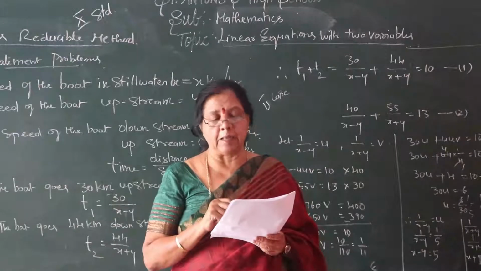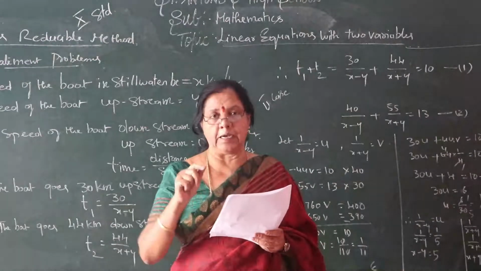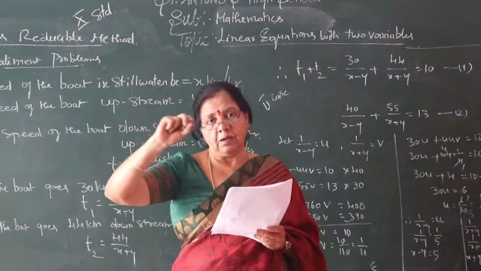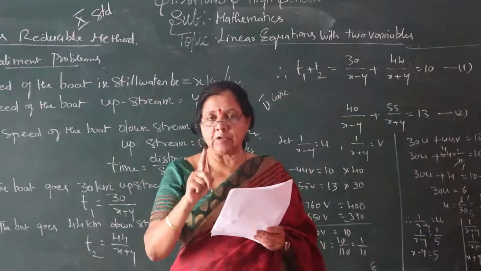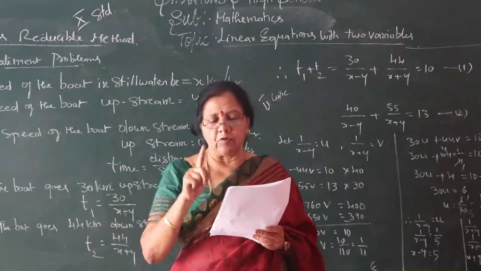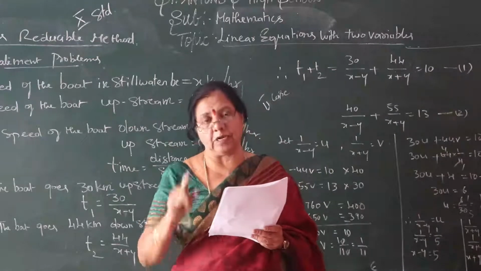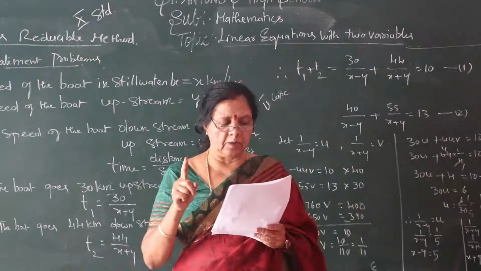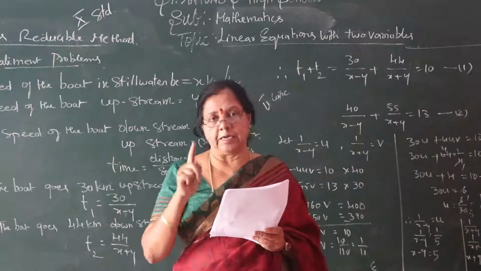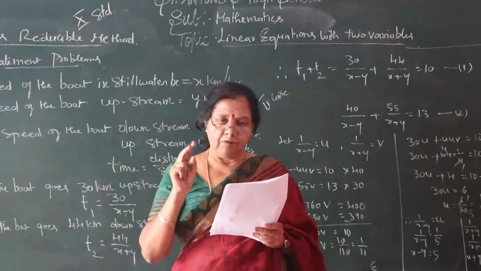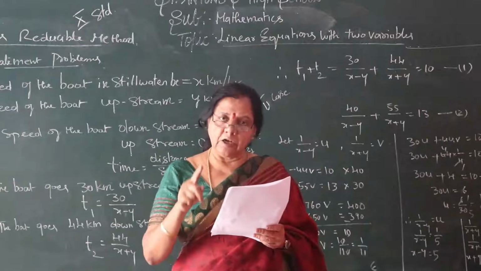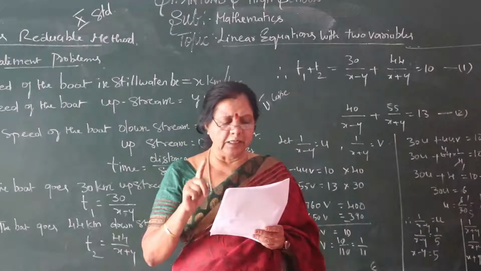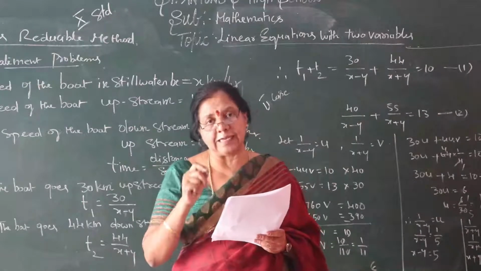Once again I will repeat the sum. A boat goes 30 kilometers upstream, against the water, in 10 hours. And another one, 44 kilometers downstream in 10 hours. In 13 hours it can go 40 kilometers upstream and 55 kilometers downstream. Find the speed of the stream, and that of the boat in still water.